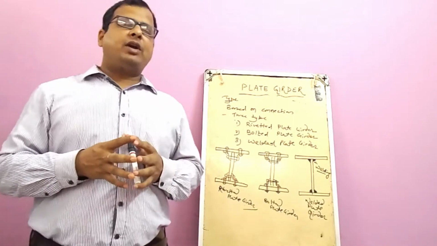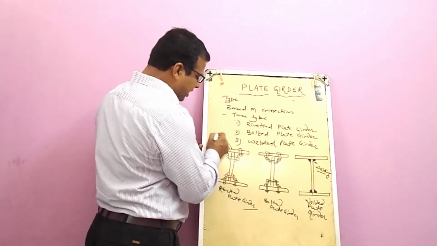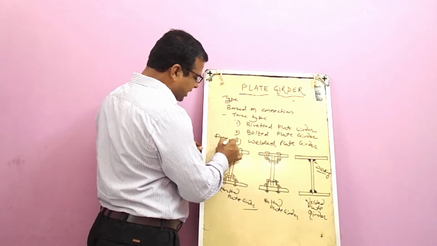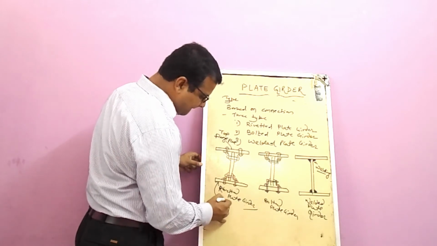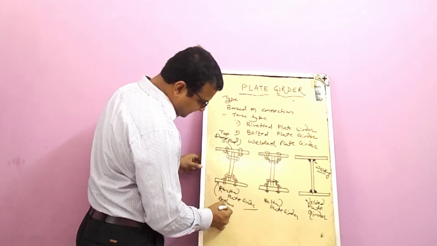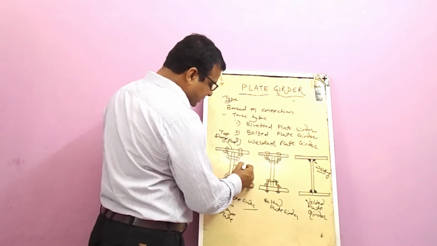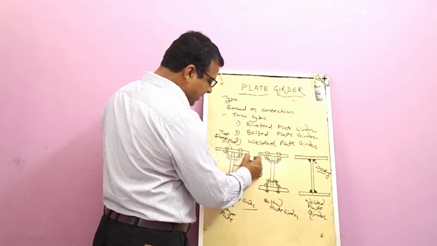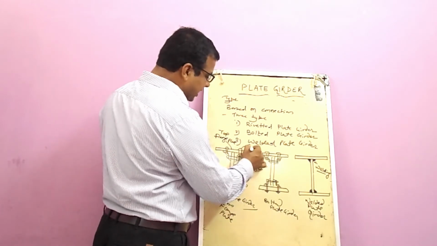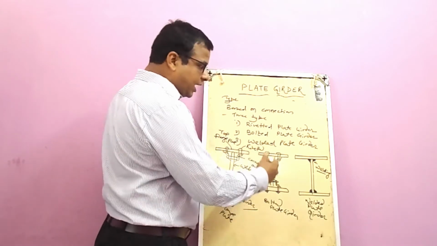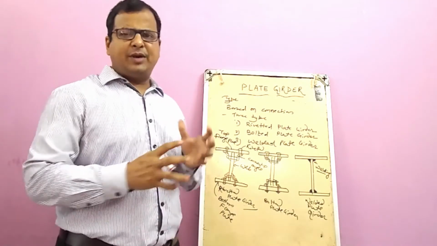Now we come to the elements. So these are the elements. This is the flange plate, or we can say this is the top flange plate, this is the bottom flange plate, this is the web, and these are the connecting angles, and these are riveted or bolted. In the case of the welded, we do not require the connecting angles. So these are the basic elements.